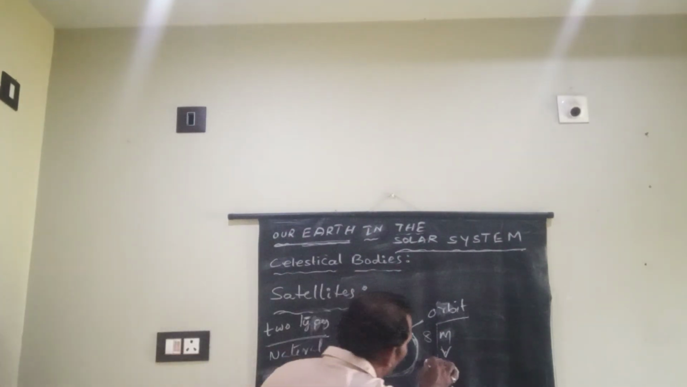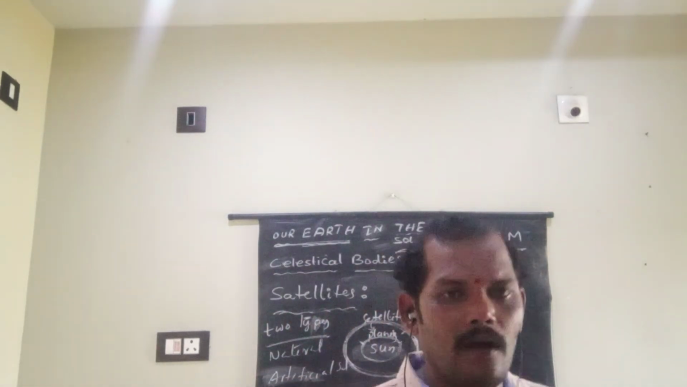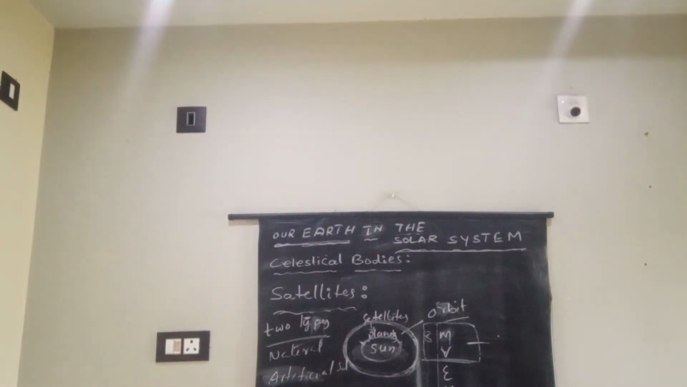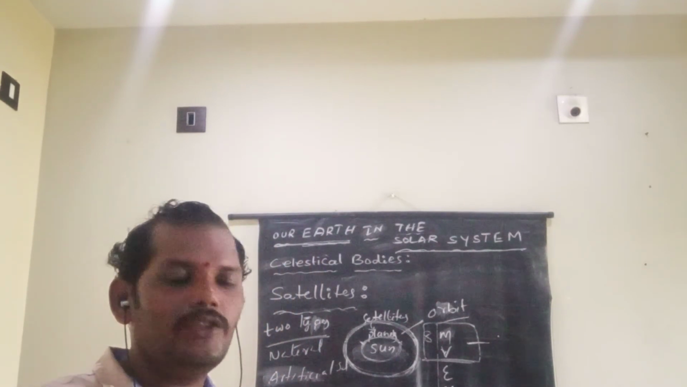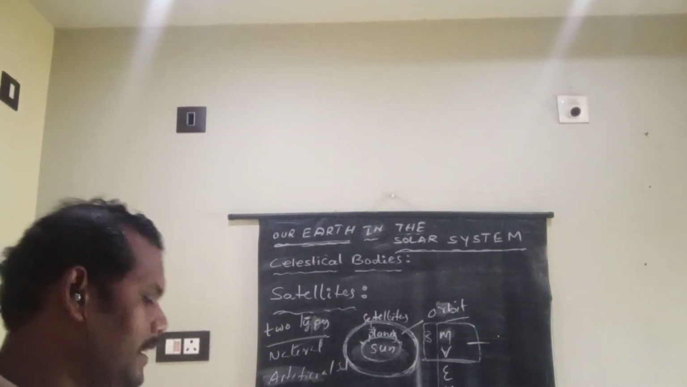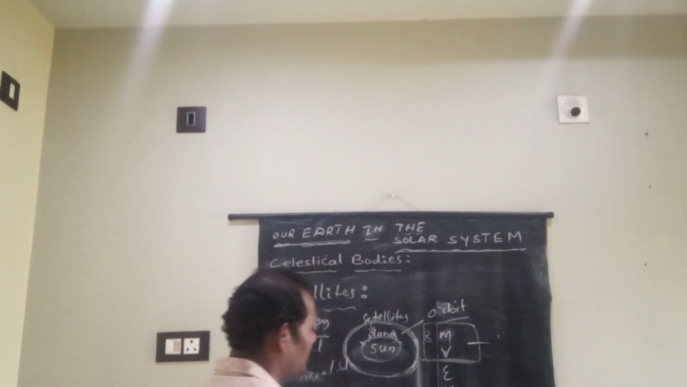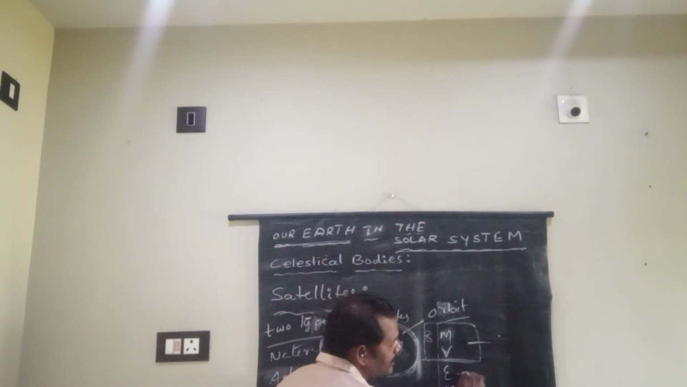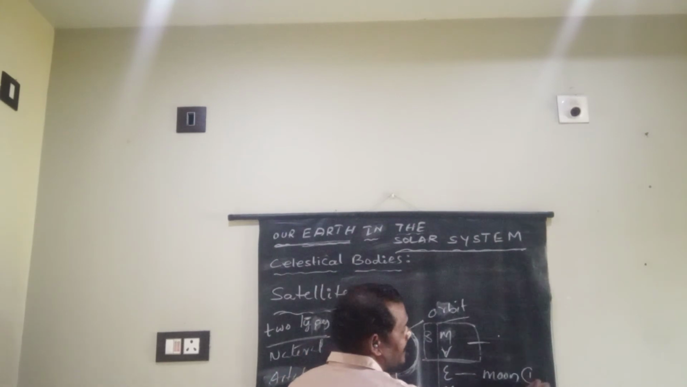For example, Mercury and Venus have no satellites. That means Mercury and Venus have 0 satellites. The remaining ones, Earth, Mars, Jupiter, Saturn, Uranus and Neptune, have different numbers. The Earth has one and only satellite, called the Moon.